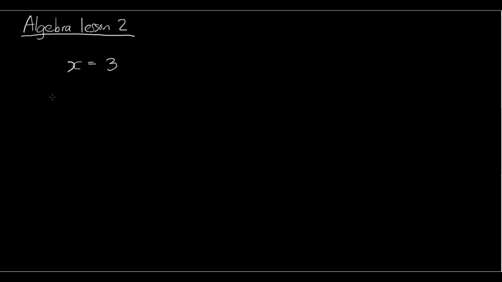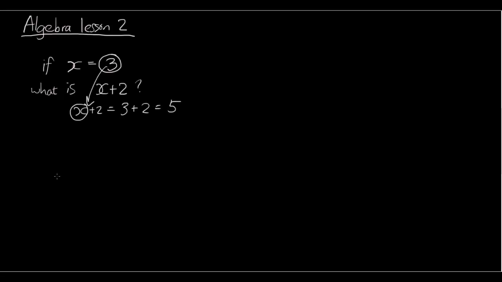Now if I give you a question, if x equals 3, what is x plus 2? What is x plus 2? So then obviously it'll be x plus 2 equals, so you're going to put the number 3 into x, so it'll be 3 plus 2, which will be 5. So that is simply substituting x into an equation. So that should be pretty easy.